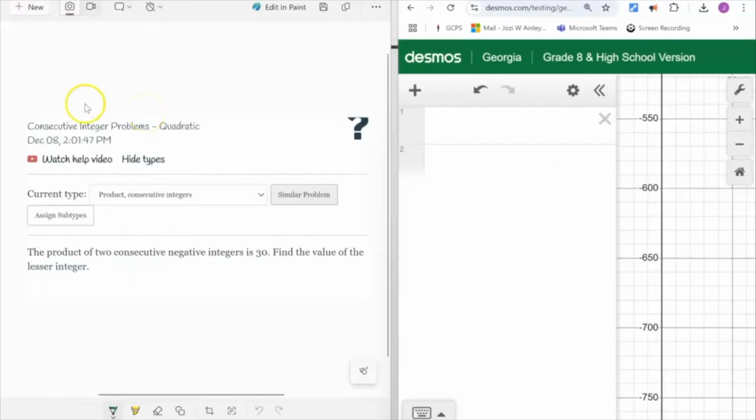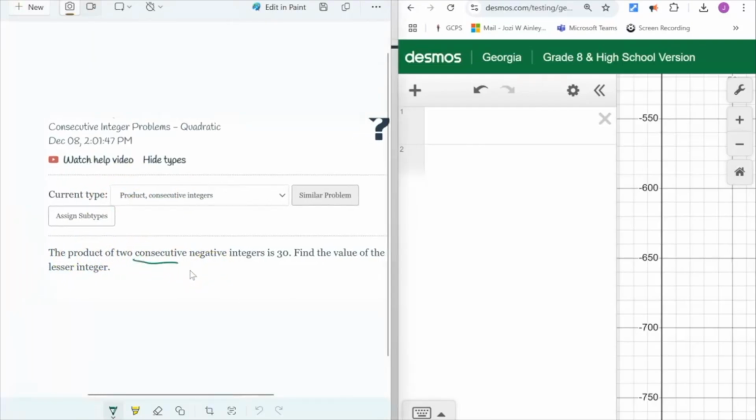All right, so we're going to take a look at consecutive integer problems. There are 1,000 of these that they could give you. One of them is product of consecutive integers. And what does product mean again? When I multiply, right? So this is saying when I multiply two consecutive integers. So let's talk about a couple of things. Consecutive means next to each other. Like, for example, 8 and 9 are consecutive numbers, right? So they're right next to each other. All right, and then product means multiplication.